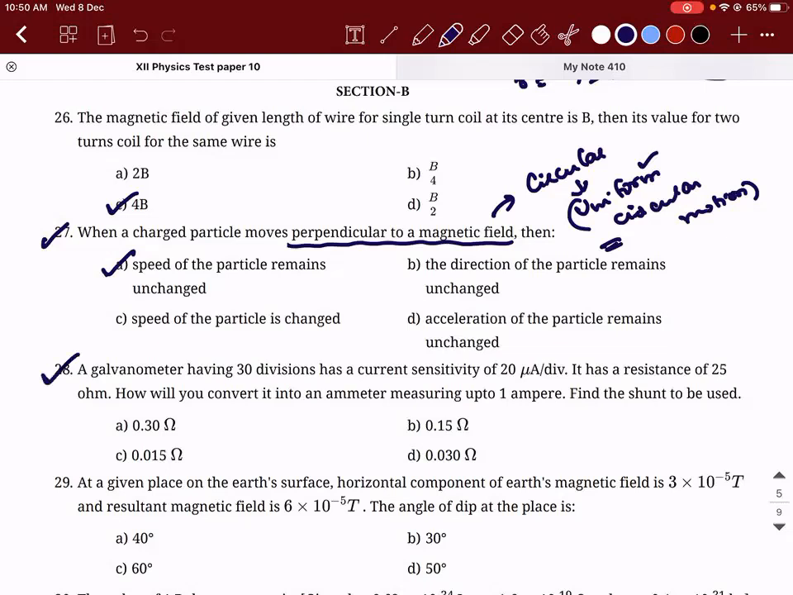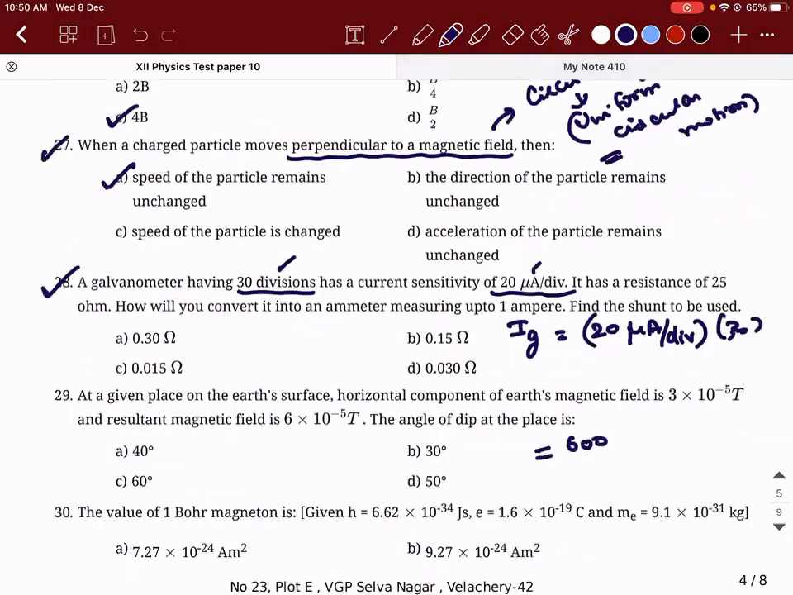28. There is a galvanometer of 30 divisions that has a current sensitivity of 20 microampere per division. So there is a galvanometer which has 30 divisions. Okay. And current sensitivity is 20 microampere per division. So what will be the full scale deflection current? Ig will be equal to 20 into 10 power minus 6 into 30. So it will be 600 microampere. I hope you understood. That is the reason why they gave these two parameters.